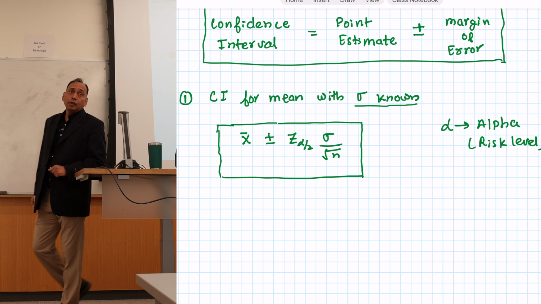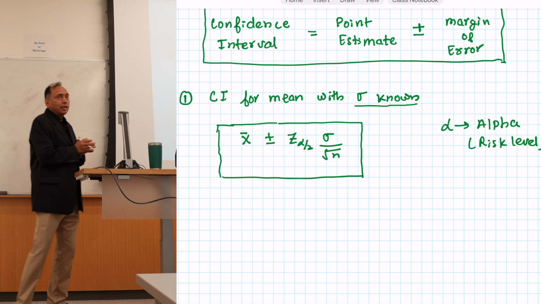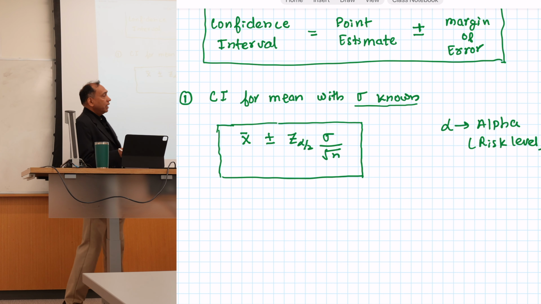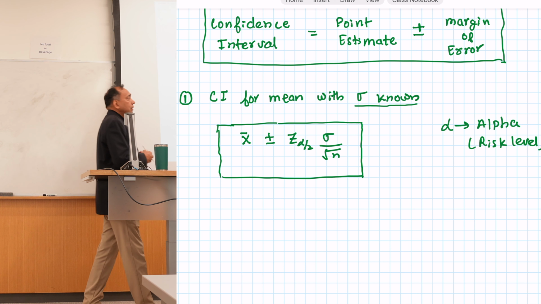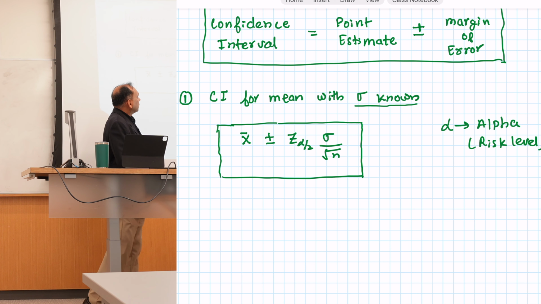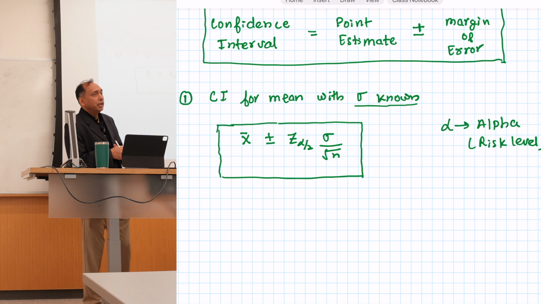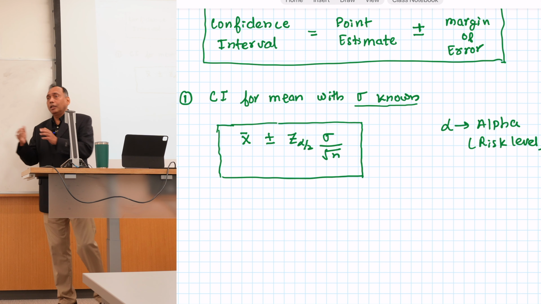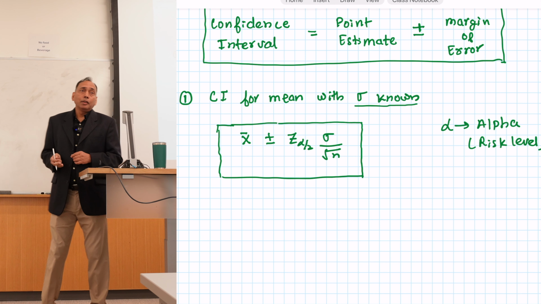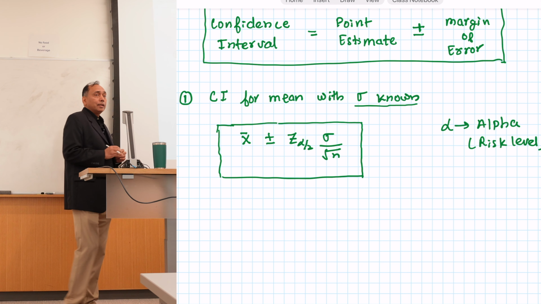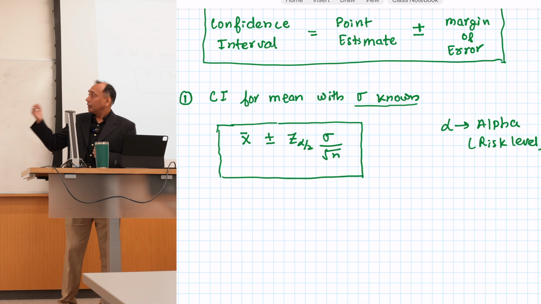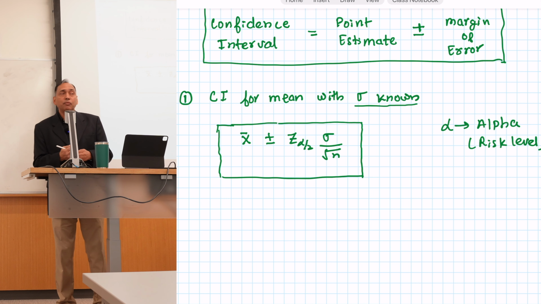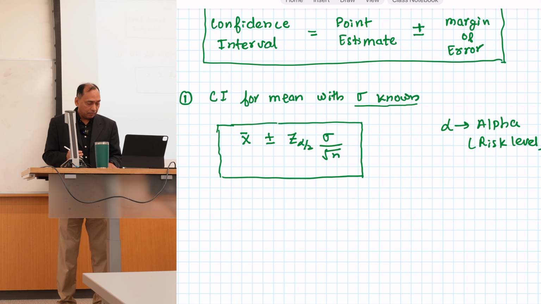Like if you have 90% confidence in something, then you have 10% risk. So alpha captures how much risk exists. So if your confidence interval is 90%, then your alpha is 10%. If your confidence interval is 95%, you have 95% confidence, then chances of going wrong is 5%, which is risk.